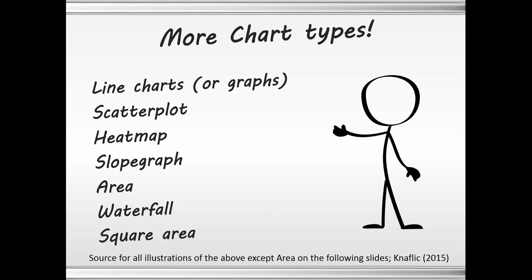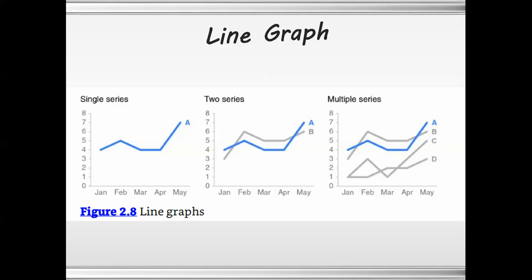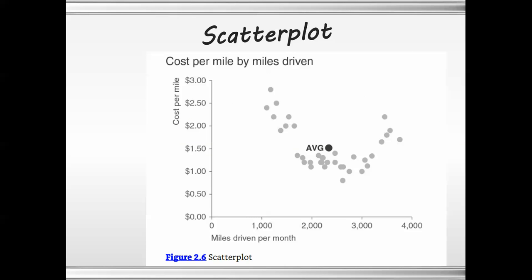There are quite a few more chart types, so let's work our way through them. Line graphs are great for what we call time series data. That means results that vary over time. Scatter plots allow us to see how one variable relates to another variable.